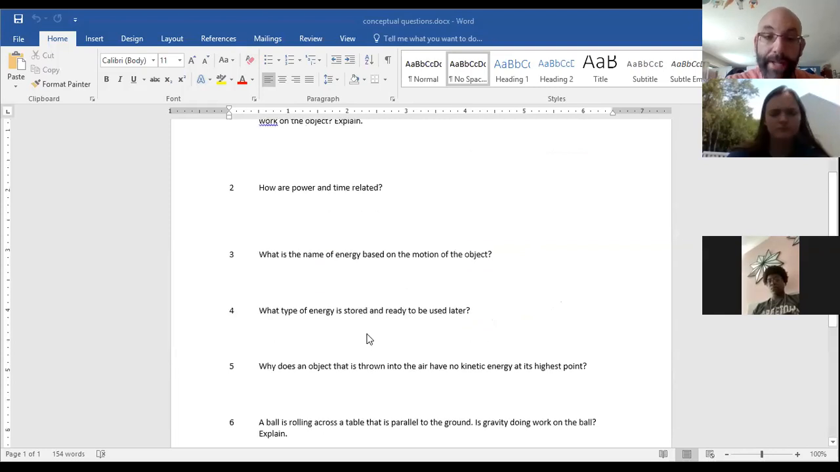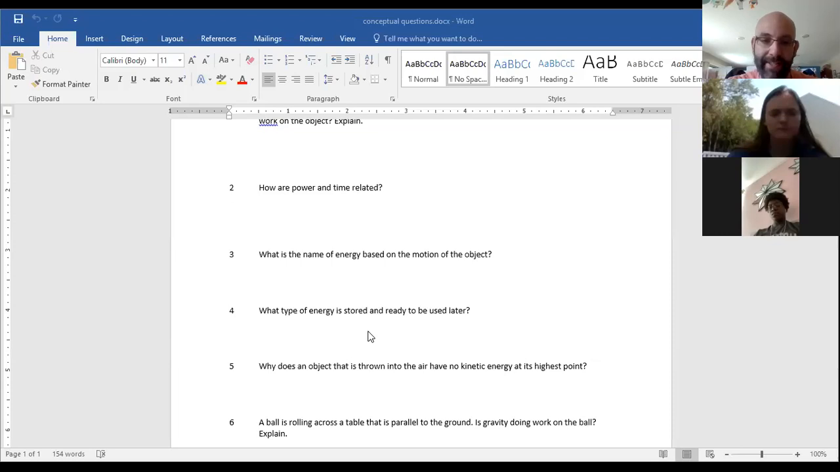Number 3, energy based on motion, that's kinetic. Number 4, potential energy is stored energy that is ready to be used later. You can store potential energy in a multitude of ways. The two we talked about were potential energy due to gravity, which is based on the object's height, and potential energy based on elasticity. That's like a rubber band stretching or a springboard stretching.